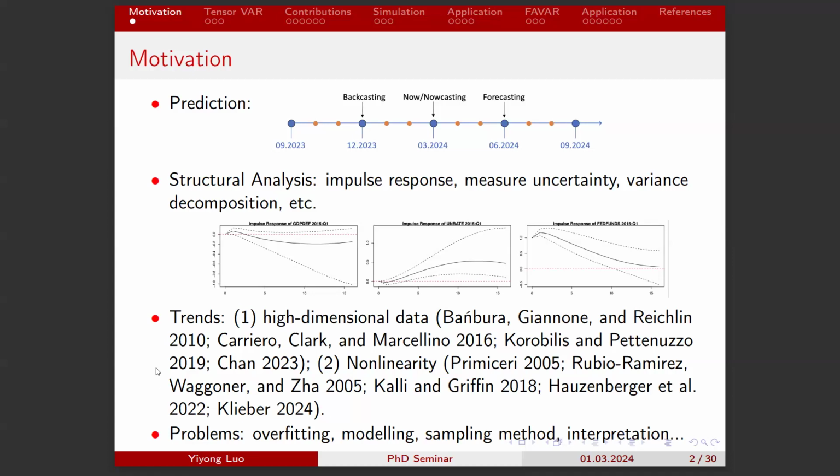So, we have encountered some problems because of these two trends. The first thing is overfitting, because we have more data, naturally we have more parameters to infer. So overfitting is something that we need to mitigate. How we can model the high dimensional data is another question. Since I am working on Bayesian inference, whether we can find some efficient sampling method is also something we would like to investigate. And after modeling and inferring our model, how can we interpret the results? So I will try to answer these questions in today's seminar.